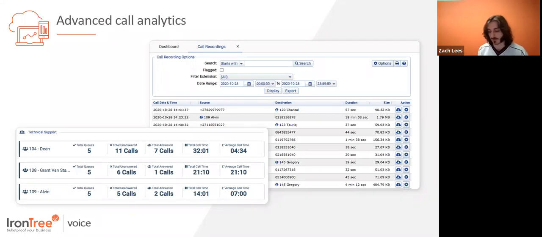They're all in the same queues. Those 6 calls don't necessarily go to Grant. They're just being answered in and around the queues. But point being is we can really break down everything that's happening with our agents. And those are the 2 sort of universal features that everyone might be very interested in.